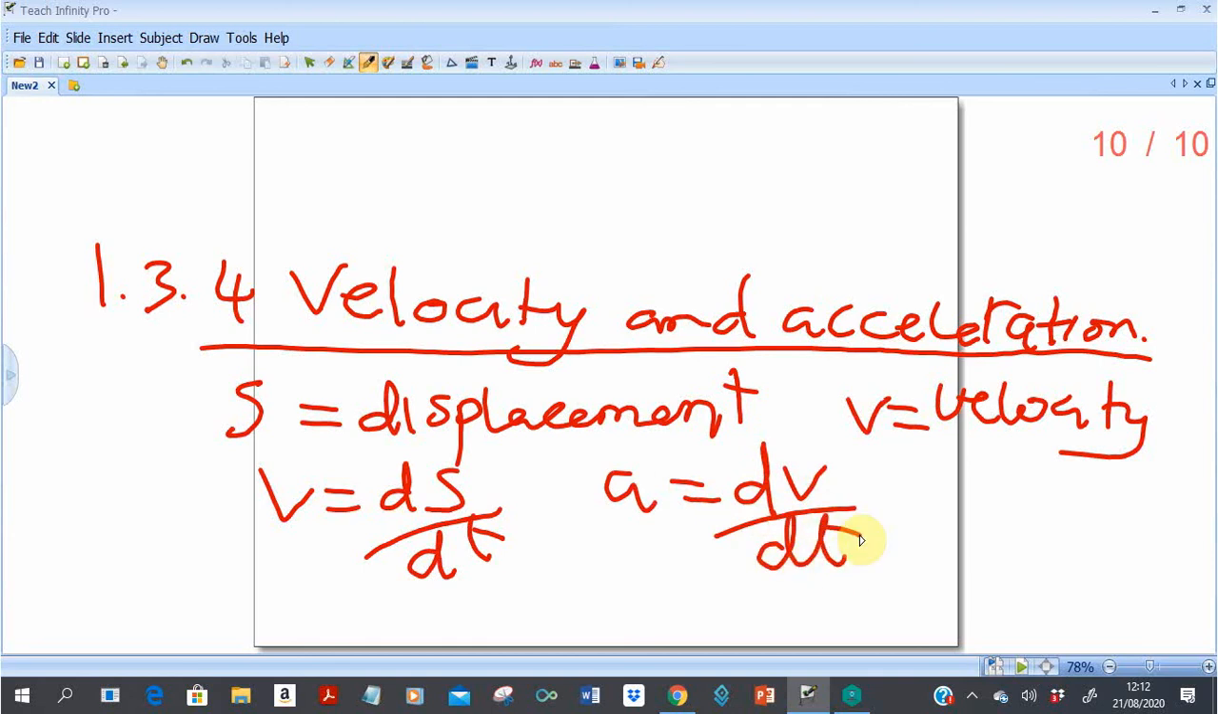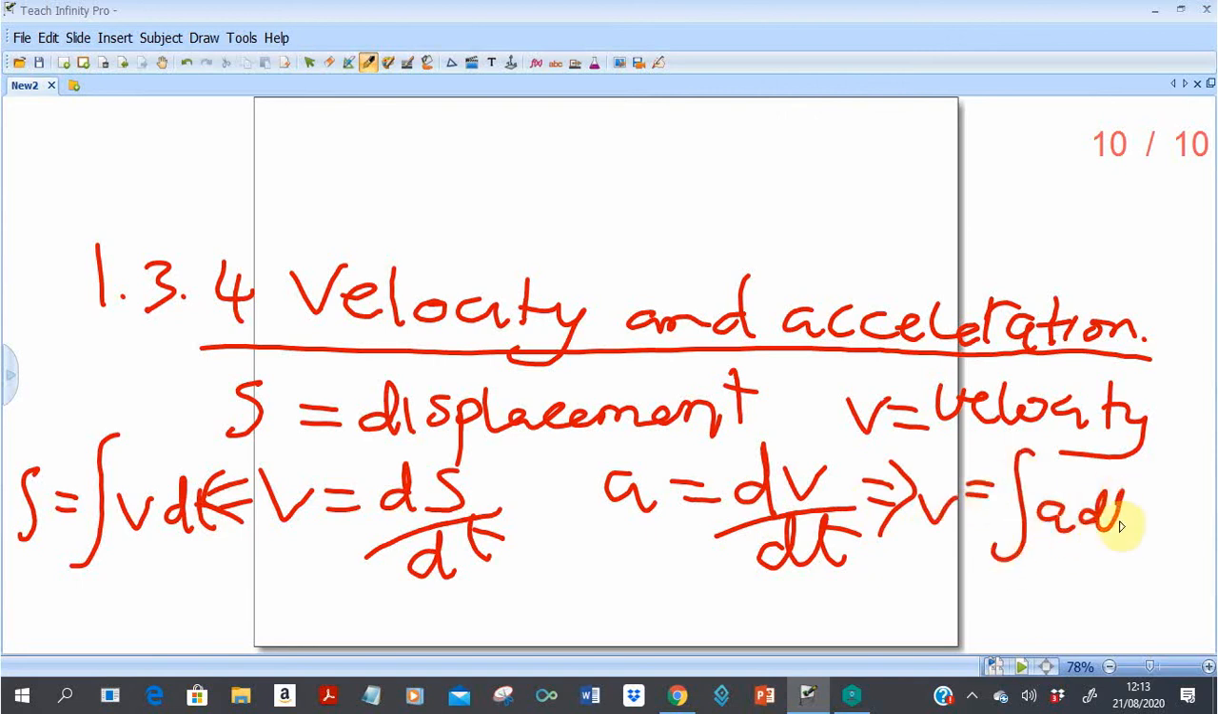Therefore, if we wanted to find displacement, this implies that displacement is just equal to the integral of what? Of velocity with respect to time. Okay, so put the reverse. To get displacement, we integrate. And similarly, to get the velocity from acceleration, we're going to integrate acceleration with respect to what? With respect to time. Let's have an example.